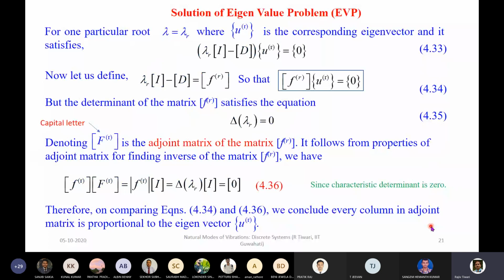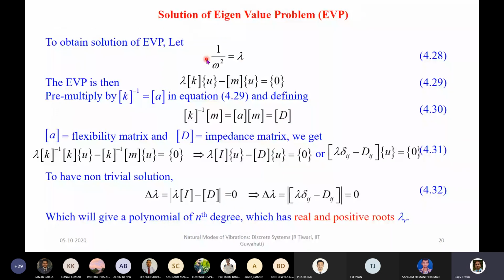So the previous eigenvalue problem I have written here for one of the modes, lambda r, because this one is for the general case, and then we obtain the various eigenvalues. Now we are substituting one of the eigenvalues here to get the eigenvector.